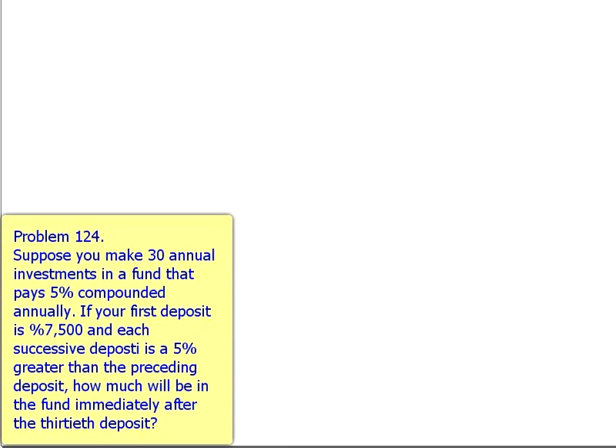So starting with problem 124, we read: suppose you make 30 annual investments in a fund that pays 5% compounded annually. If your first deposit is $7,500 and each successive deposit is 5% greater than the preceding deposit, how much will be in the fund immediately after the 30th deposit?